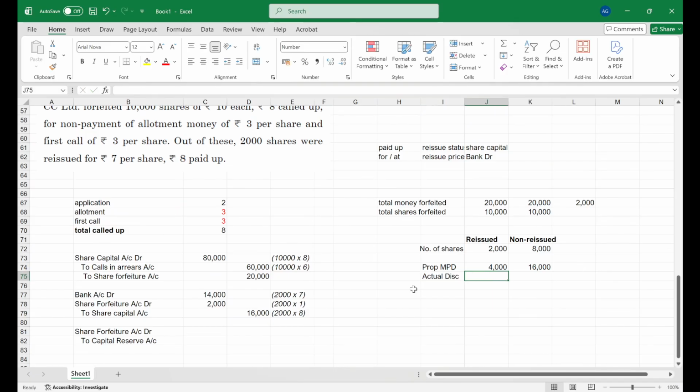Actual discount given is how much? 1 rupee I have given as discount, therefore here the value is 2,000. For non-reissued it is always 0. Now what is the balance? The balance is 4,000 minus 2,000, 2,000, and 16,000 minus 0, 16,000. This 2,000 I will transfer to capital reserve. This 16,000 will remain in share forfeiture account itself. The answer is 2,000. This is the final answer.